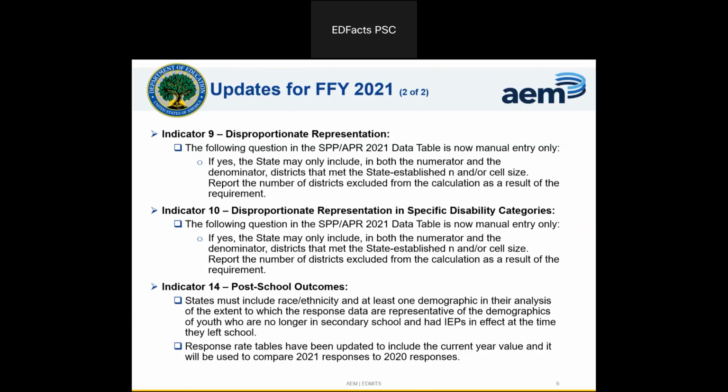We also have some updates to indicator 14, post-school outcomes. States must include race/ethnicity and at least one demographic in their analysis of the extent to which the response data are representative of the demographics of youth who are no longer in secondary school and had IEPs in effect at the time they left school. The response rate tables have been updated to include the current year value and will be used to compare 2021 responses to 2020 responses.